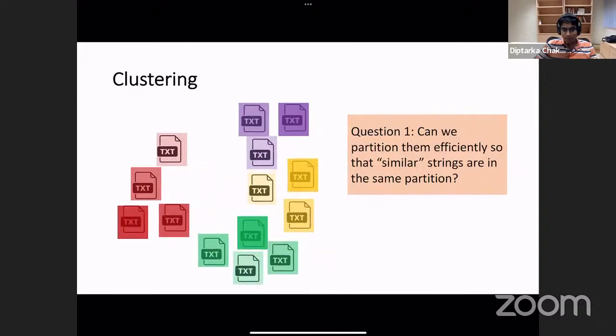Here you can see that all the reddish files should be in the same cluster, the greenish files should be in the same cluster, purple, and then yellow. And again, this clustering problem with respect to both Hamming distance and edit distance finds numerous applications.